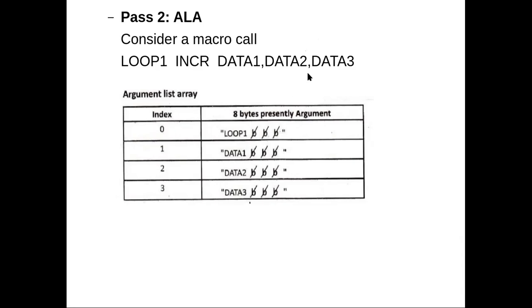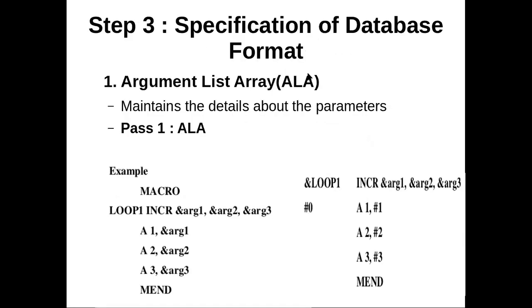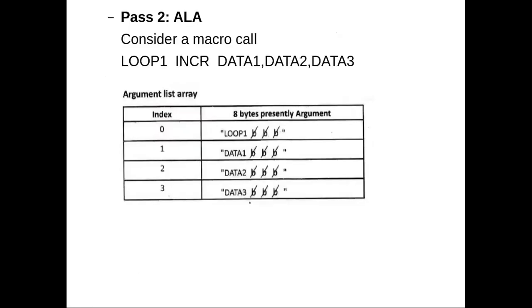So we were discussing the first database, that is the argument list array. Mainly it is used to maintain the details about the parameters or the arguments. Here we have seen that in the first pass, it will be storing index markers for the dummy arguments, and in the second pass, it will place the real values in the index marker place at the time of macro call.